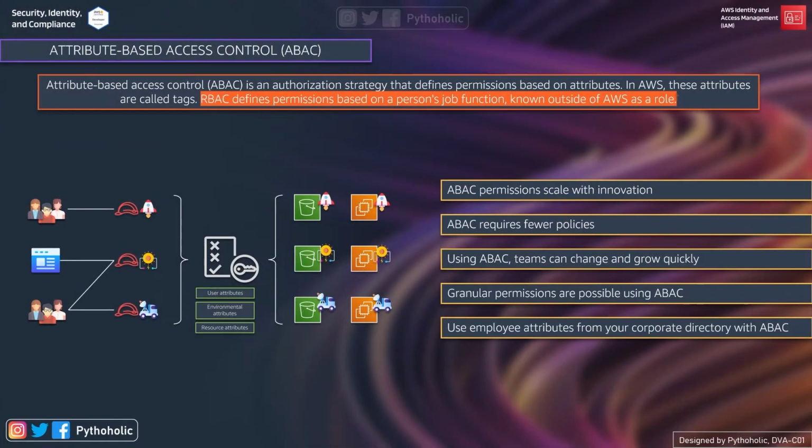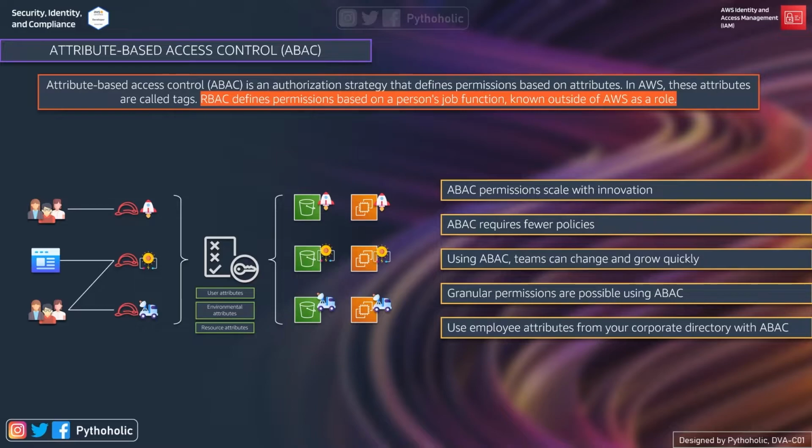Now let's talk more about the benefits and advantages of using ABAC. First, ABAC permission scales with innovation. That's a very good and very heavyweight benefit. With the growing scale of projects or applications, we can scale our policies without intervention from the admin. That's a chill way of doing it.